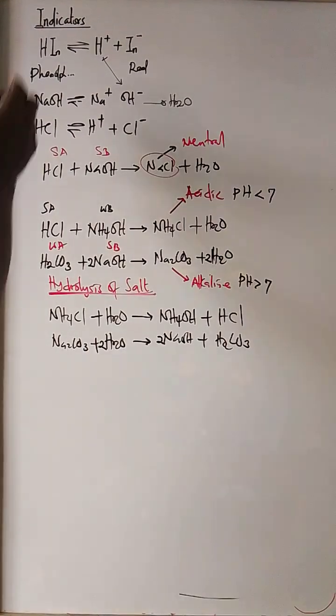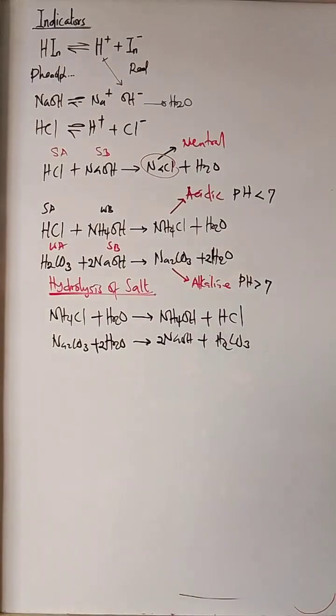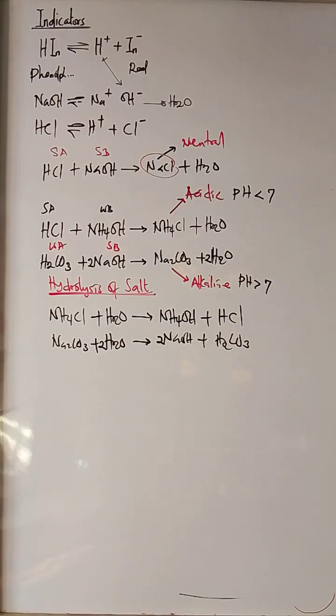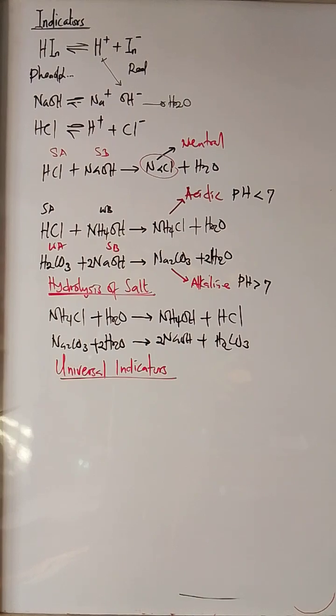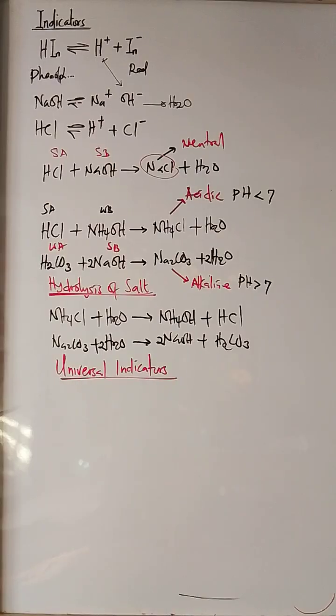Now we have different kinds of indicators. Apart from what we call the pH scale, we have the universal indicator. Universal indicators are made up of a mixture of various indicators which work at different ranges, so we have them working together. Although the pH scale is more accurate, most times universal indicators are used.